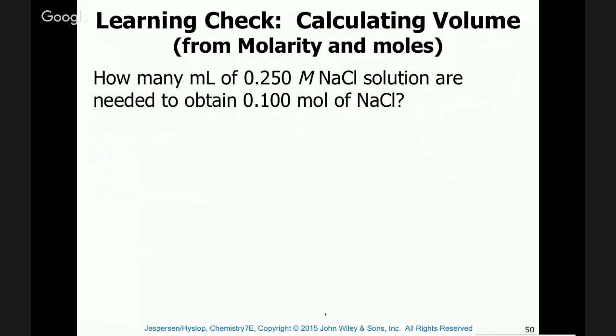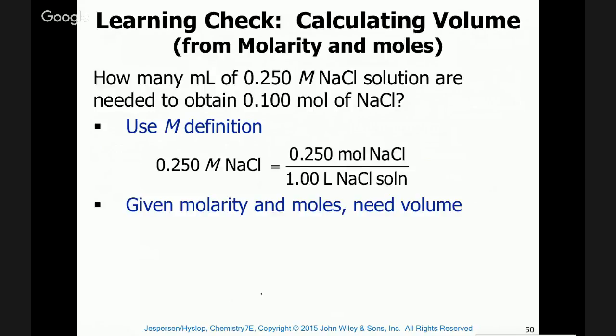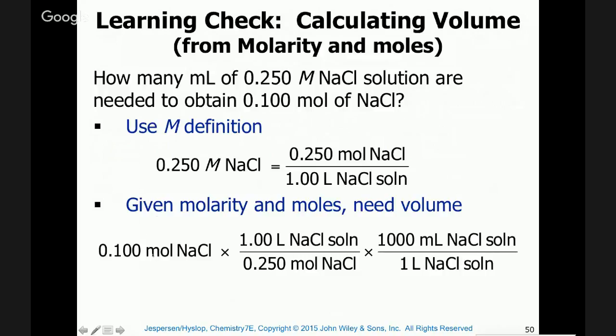How many milliliters of 0.25 molar sodium chloride solution are needed to obtain 0.100 moles of sodium chloride? Use the molar definition. So we have 1 liter of solution. Given molarity in moles, we need the volume. So we have 0.100 moles of sodium chloride.